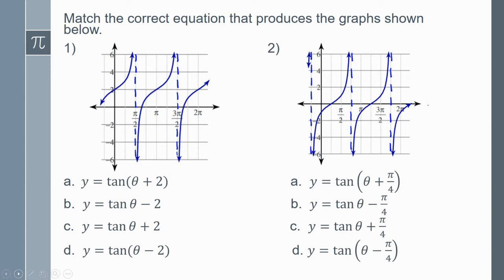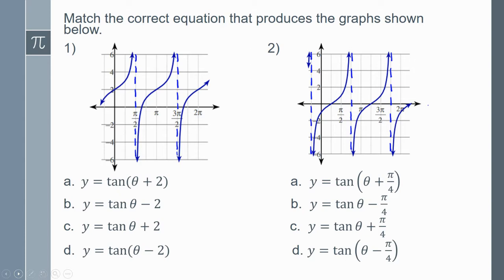One of the types of things that you're going to want to do is, once again, if I'm looking at a picture, we want to be able to come up with the equation. So here I'm giving us a multiple choice aspect to it, and you'll have something like this on your homework. The first thing that we're going to want to do is look at number 1.